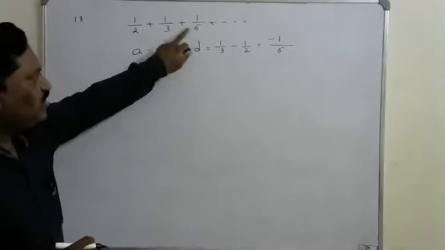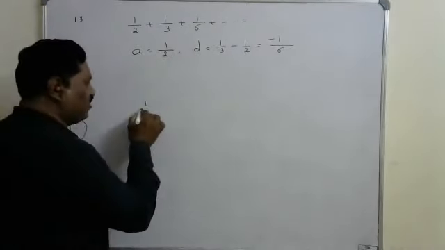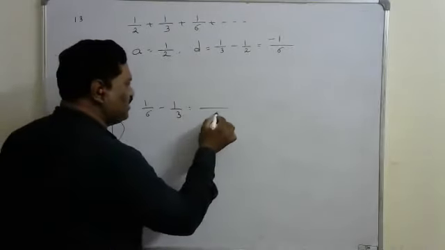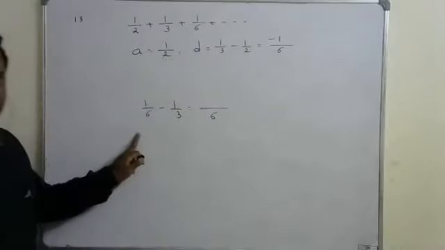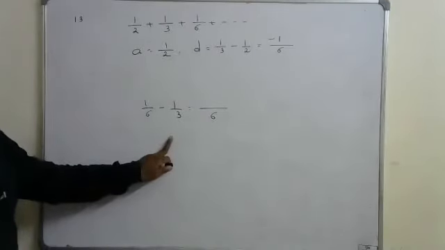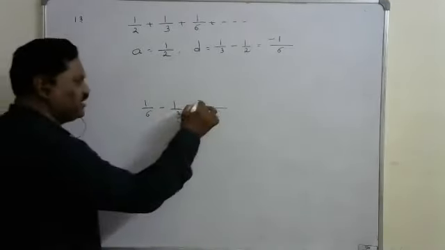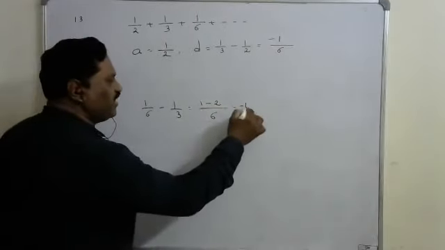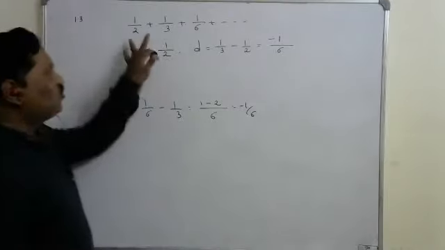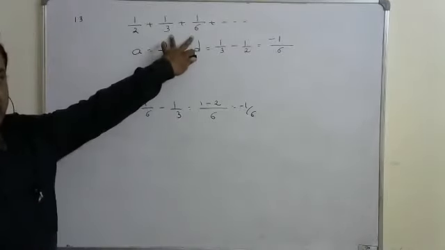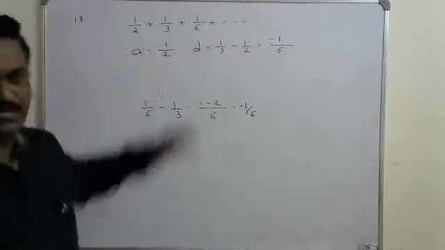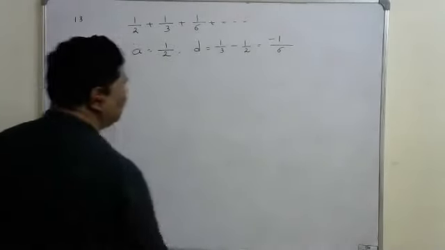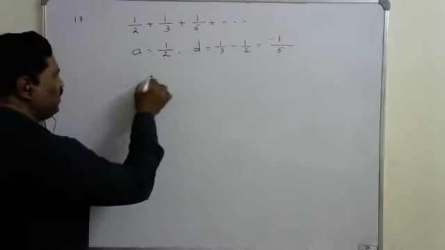Even if you consider third term minus second term, 1 by 6 minus 1 by 3, here also the LCM is 6. So 1 minus 3 twos are 6, so 2 will come. 1 minus 2 means minus 1 by 6. Means the difference of both is the same, right? That means this is in AP. This is the sequence of the AP. So we have to find the sum of the 9 terms of the AP.